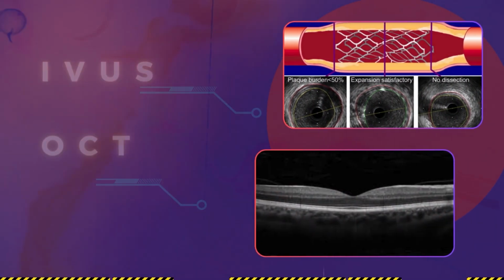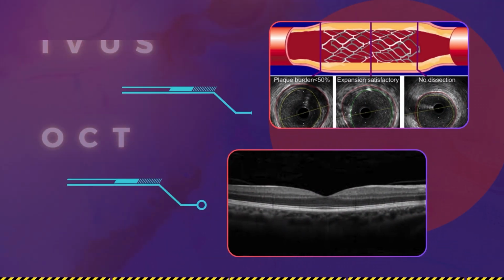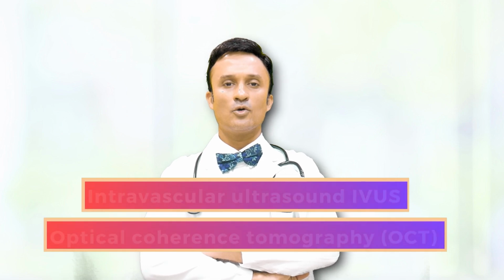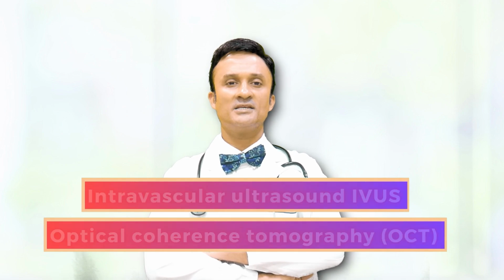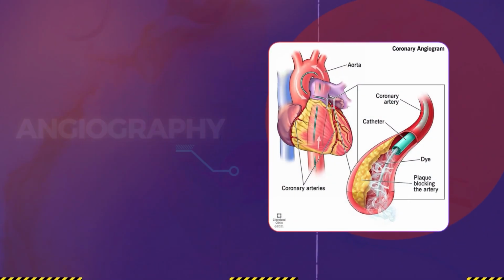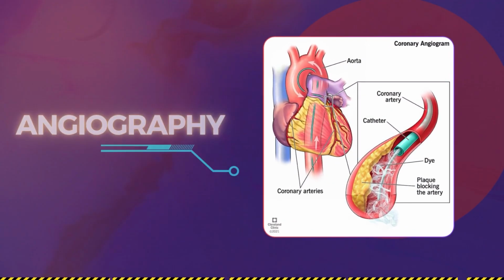Hello everyone, today I'll be talking to you about IVUS and OCT. What are these things? IVUS means intravascular ultrasound, OCT means optical coherence tomography. These are new modalities which are used in addition to angiography. This is like a three-dimensional angiography.